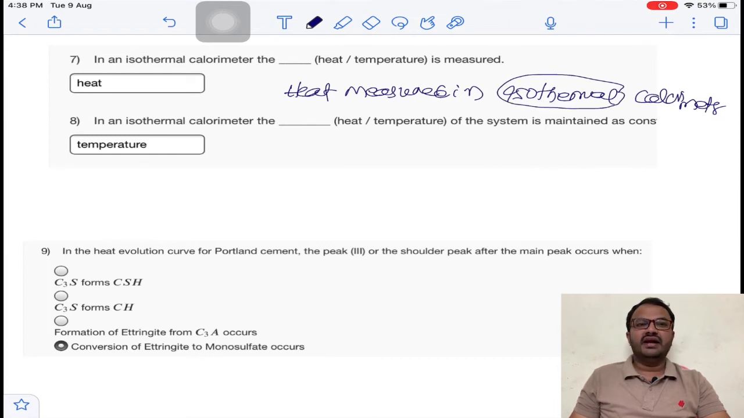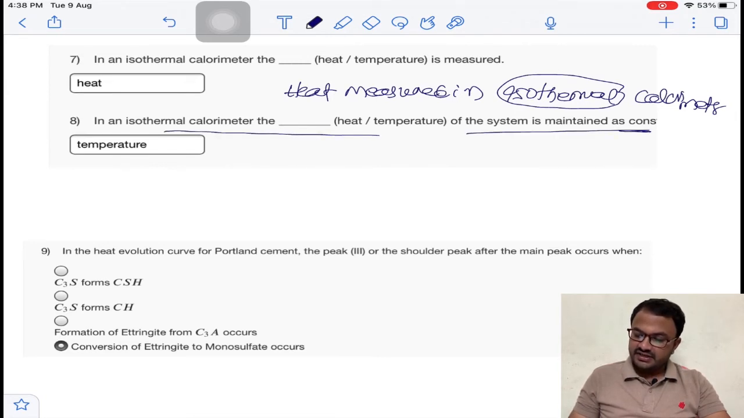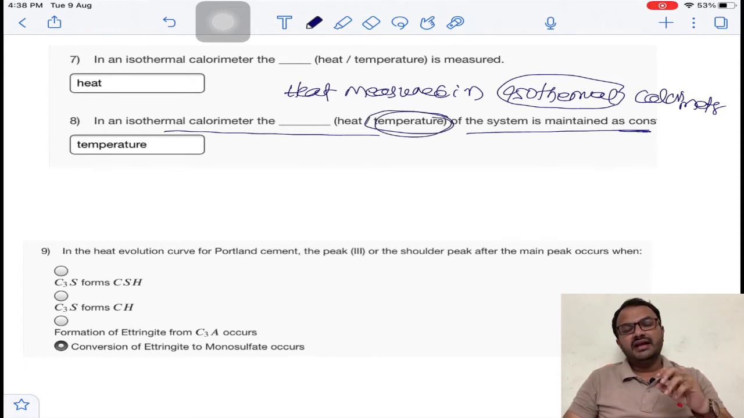Isothermal means having a constant temperature. So the next question is: in an isothermal calorimeter, the temperature of the system is maintained constant. By maintaining the temperature at a constant value, we measure heat using an isothermal calorimeter.